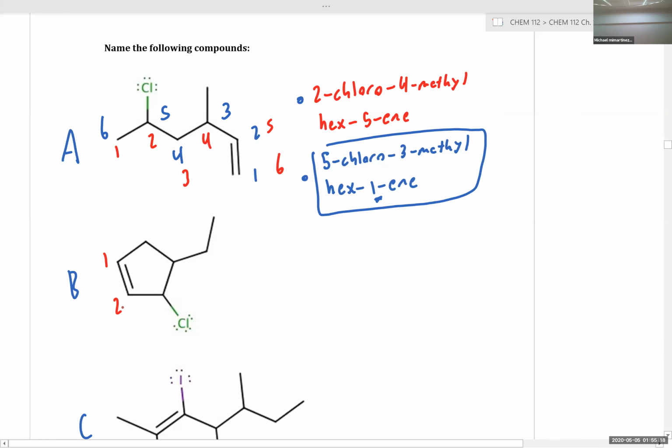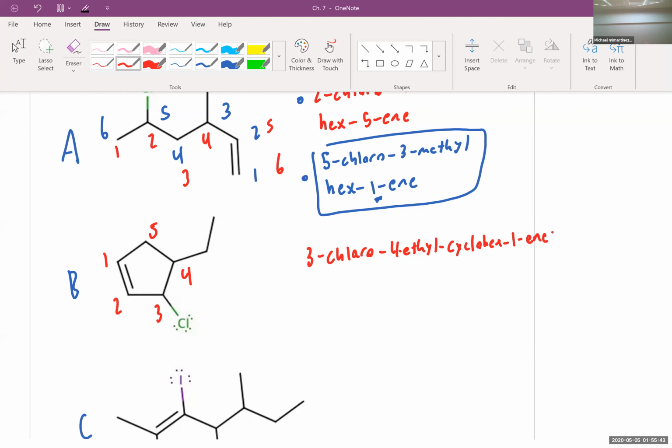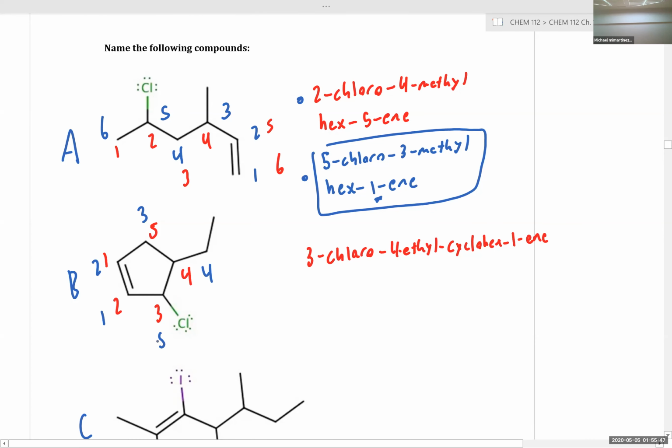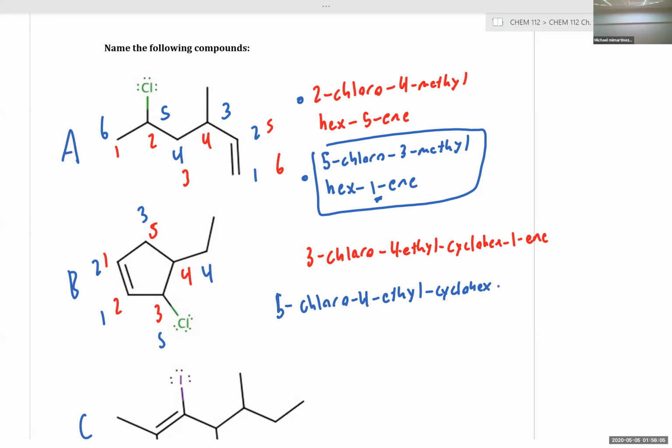So counting through our alkene, we can either count clockwise in red, which would give us 3-chloro, 4-ethyl, cyclohex, 1-ene, or we can count in blue and give us 5-chloro, 4-ethyl, cyclohex, 2-ene.